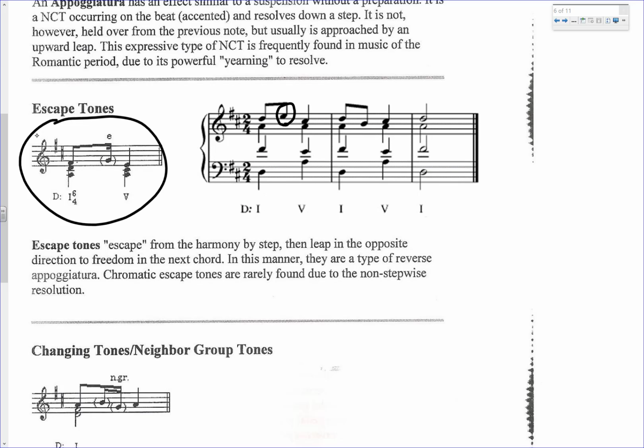And here is the 3-measure progression in 2/4. Also in D major, you'll hear me go 1, 5, 1, 5, 1, and you'll listen for the escape tone right in measure 1, beat 1. Here we go. Listen for the escape tone again.